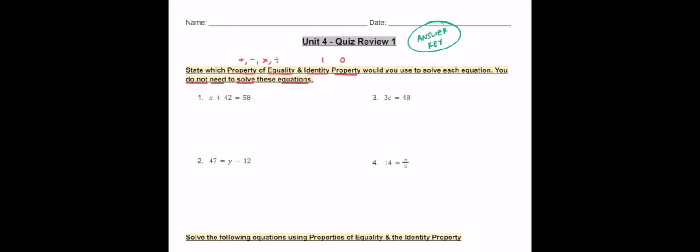If we were going to solve this equation, x plus 42 equals 58, what would we have to do to both sides? We would have to subtract 42 from both sides, right? So for the property, you would write subtraction property of equality. And then once you subtract, what do you get for the identity property? You're going to get 0, so that's the addition identity property, or identity property of addition. That's perfectly fine.